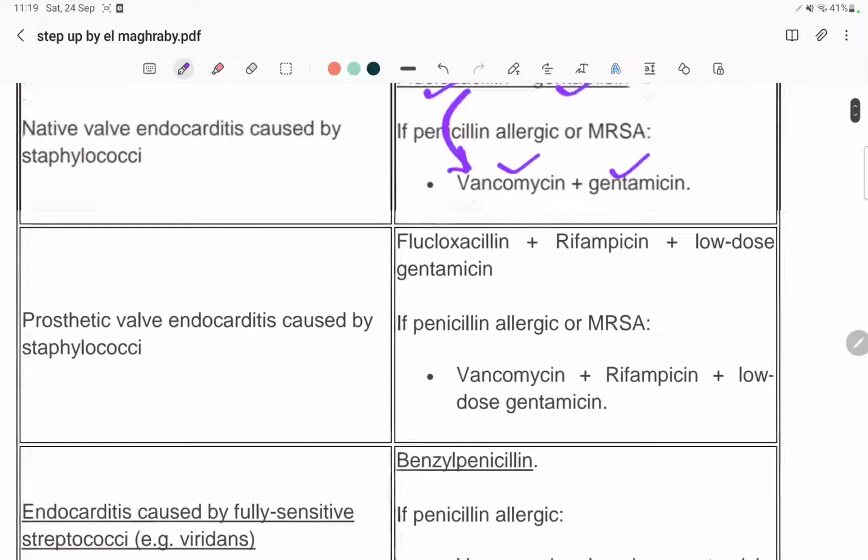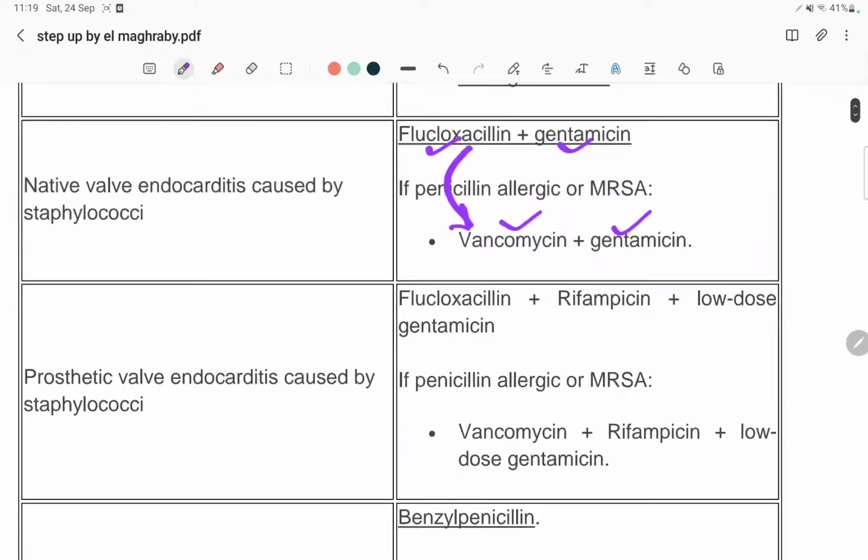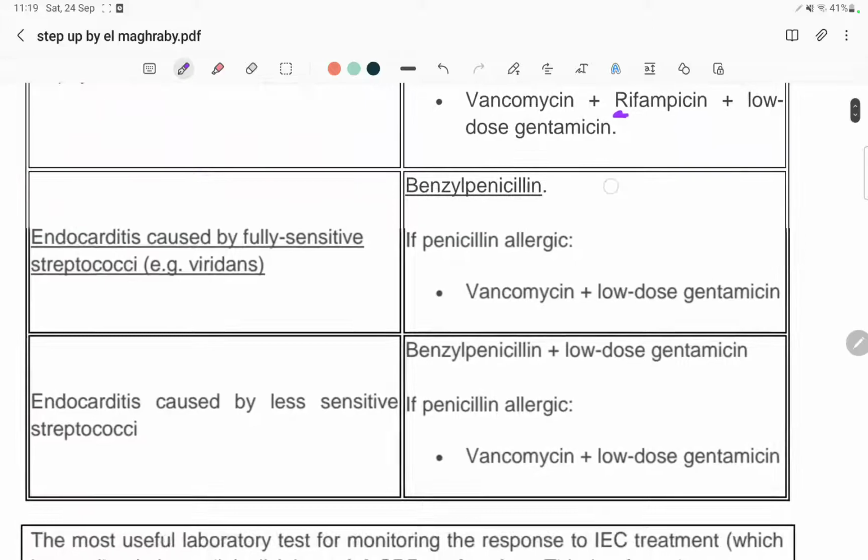Prosthetic valve endocarditis caused by staphylococci. This is a native valve, this is a prosthetic valve. For prosthetic valve, rifampicin is added. Otherwise, it's the same as above. If penicillin allergic, give vancomycin, low dose gentamicin, and we give rifampicin extra.